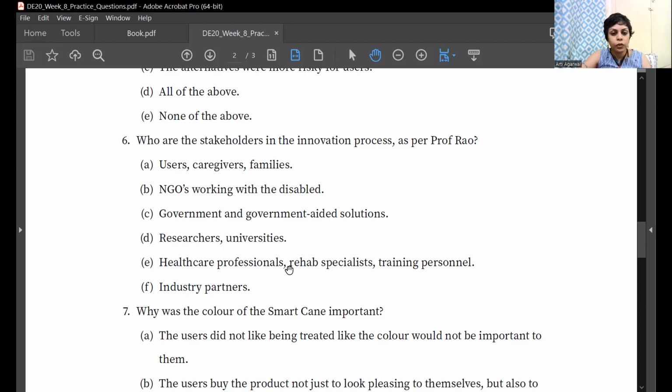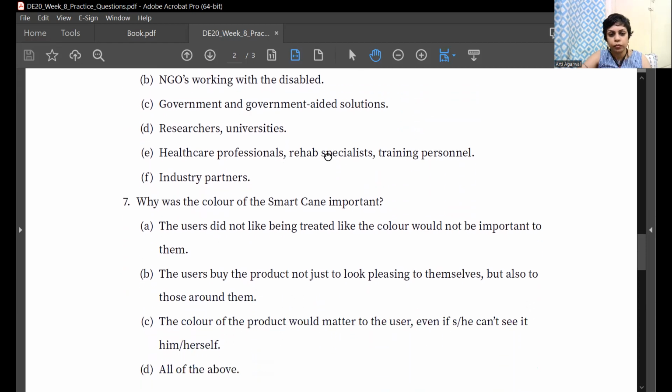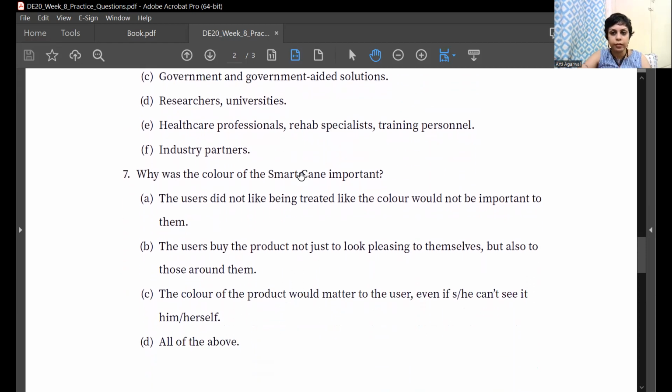So rehab specialists occupy a similar place as a healthcare professional, because in some kinds of conditions, it may be the rehab specialist who can help you more, who will be able to tell you more about the patients, about them behaviorally, about their medical requirements, things like that.